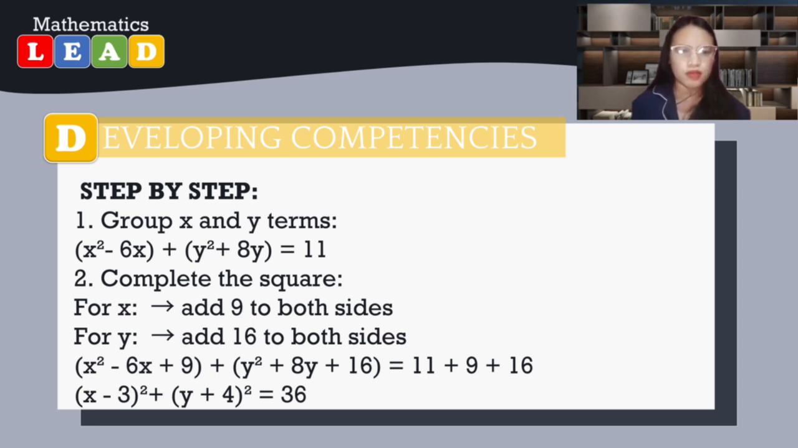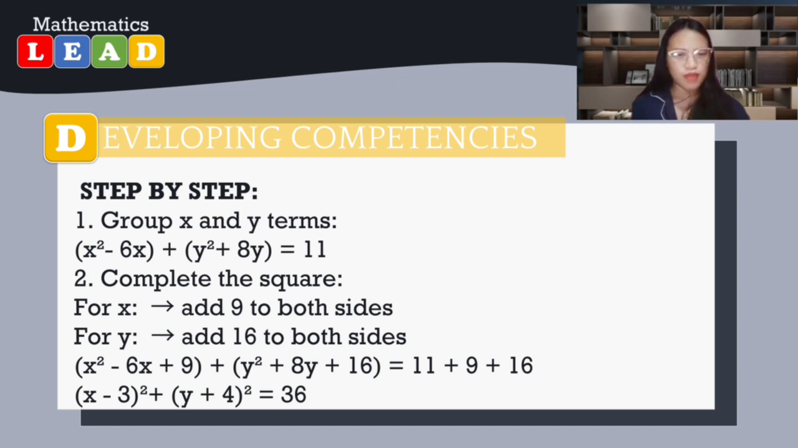That turns them into the quantity of x plus 3 squared and the quantity of y plus 4 squared, the standard form of a circle. After adding the 9 and 16, the left side becomes the quantity of x squared minus 6x plus 9 plus the quantity of y squared plus 8y plus 16 equals 11 plus 9 plus 16. These are perfect square trinomials, so they factor to the quantity of x plus 3 squared plus the quantity of y plus 4 squared equals 36.